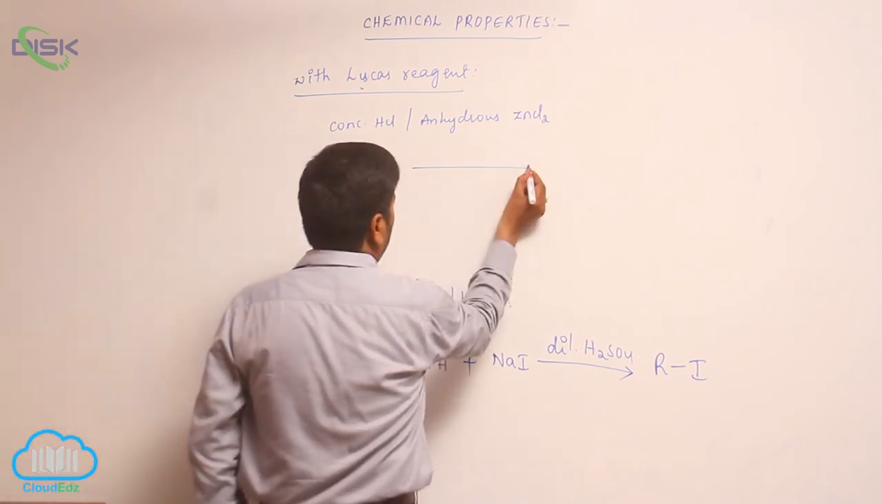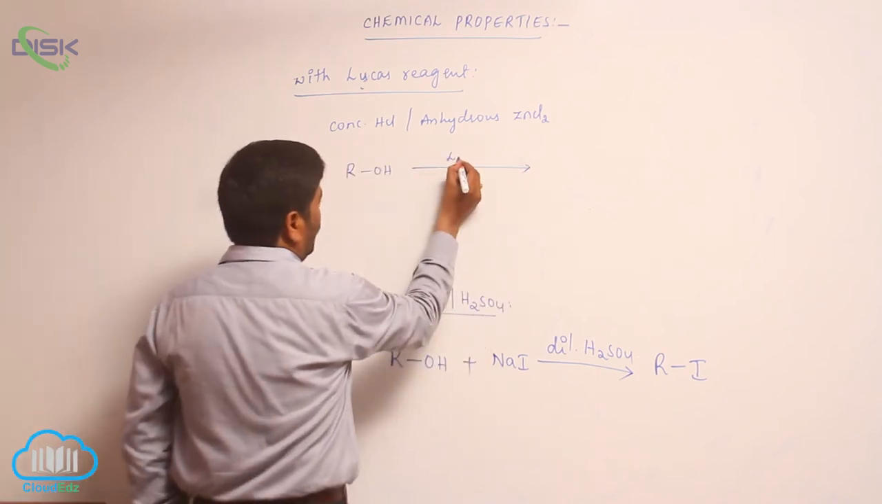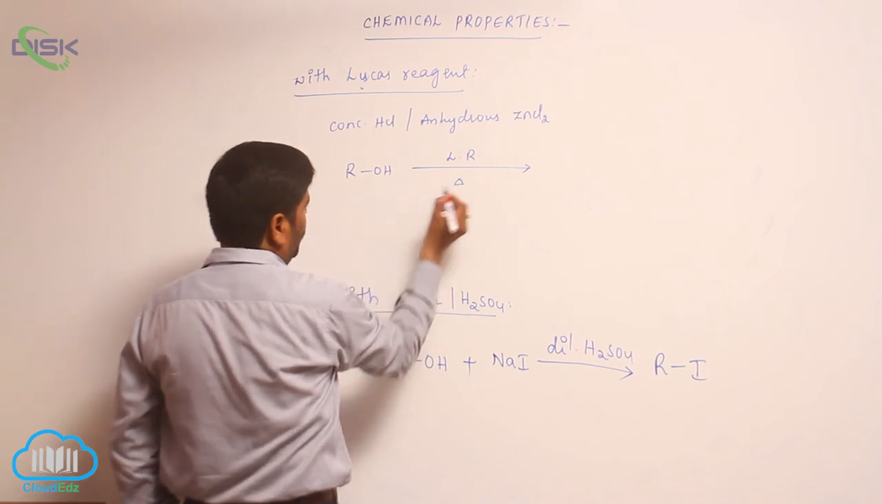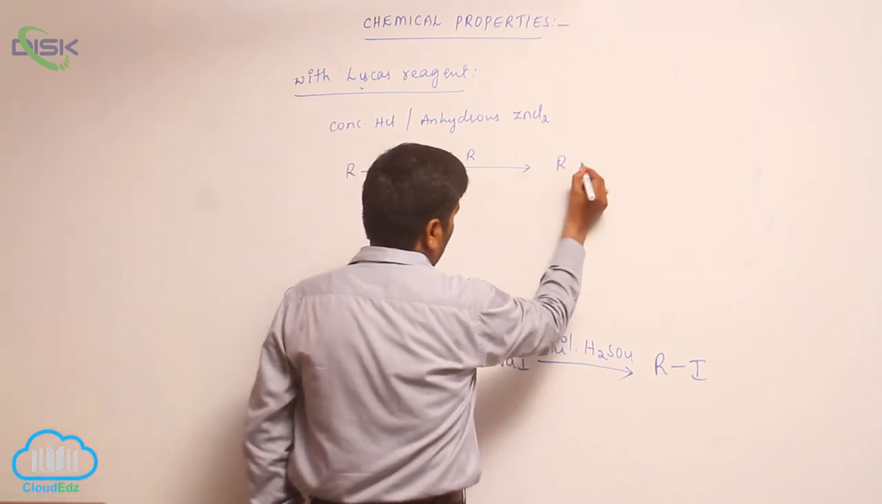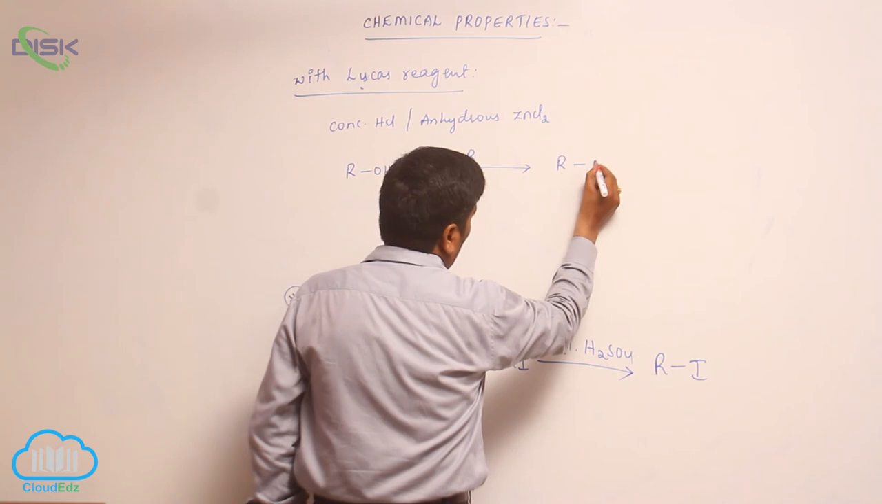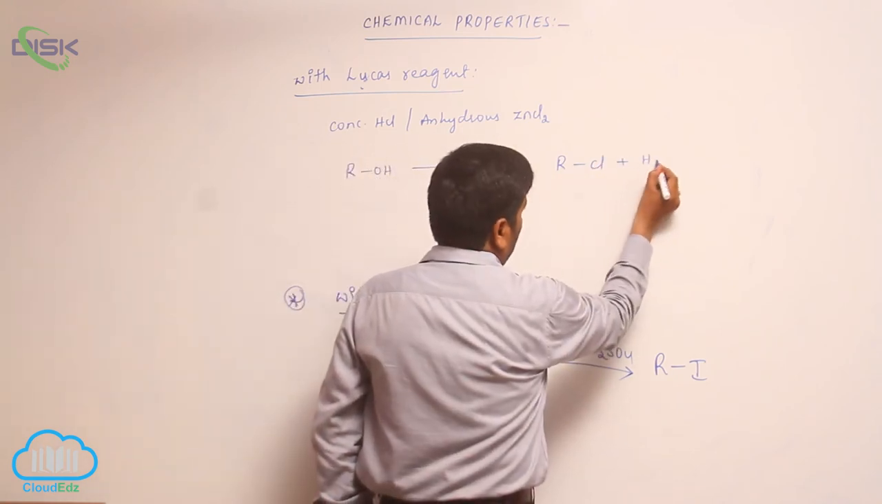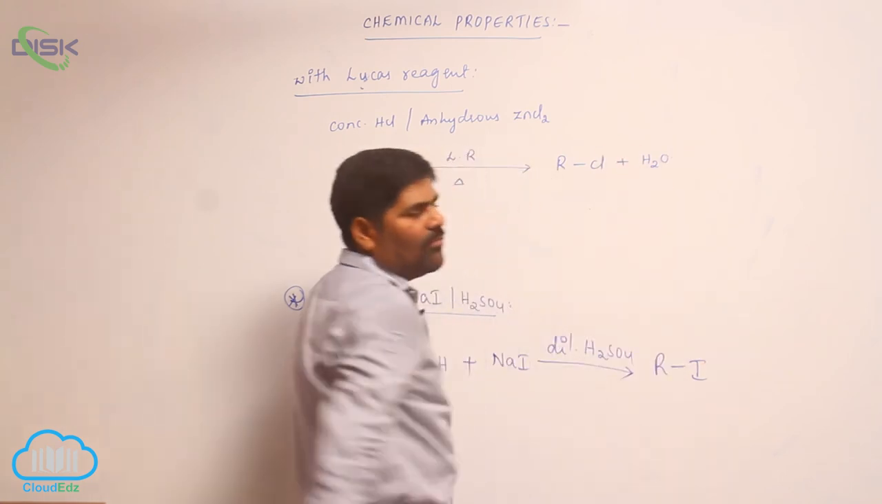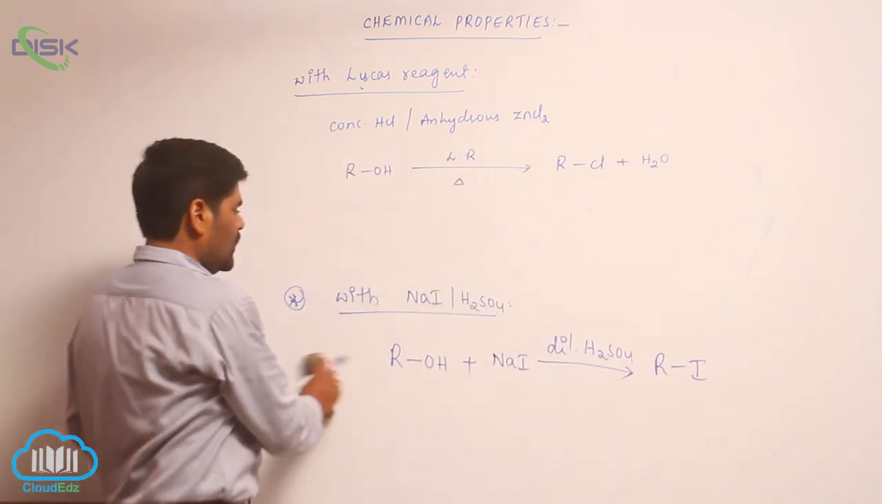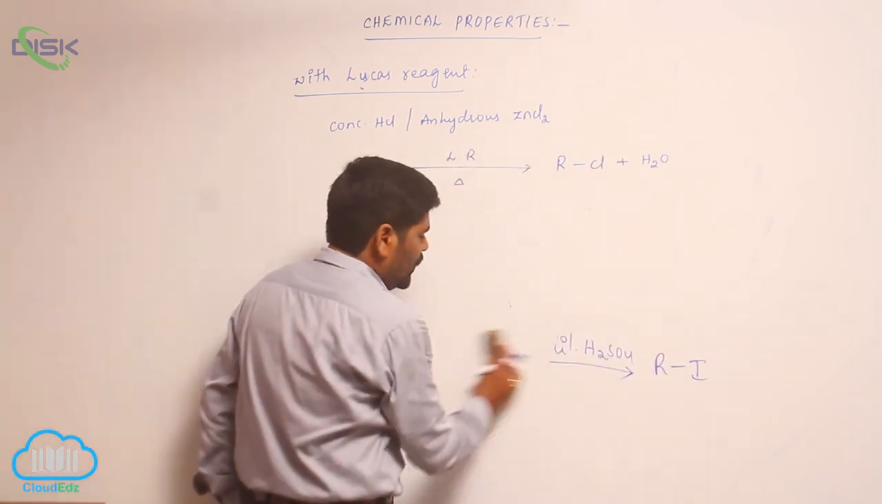An alcohol reacts with Lucas reagent, LR means Lucas reagent, followed by heating, it converts into acid chloride. It converts into which one? Acid chloride. Water molecule takes place.